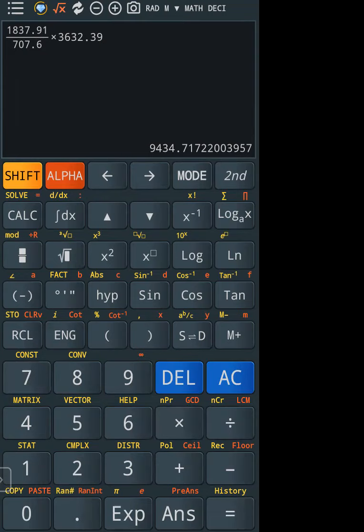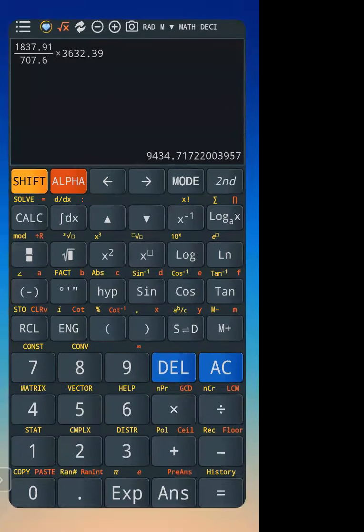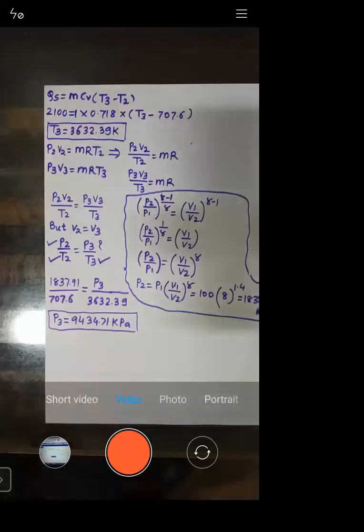This is the value. Yes. Is that okay? Yes, is that okay?